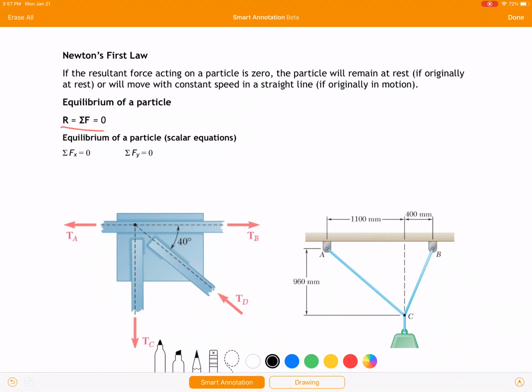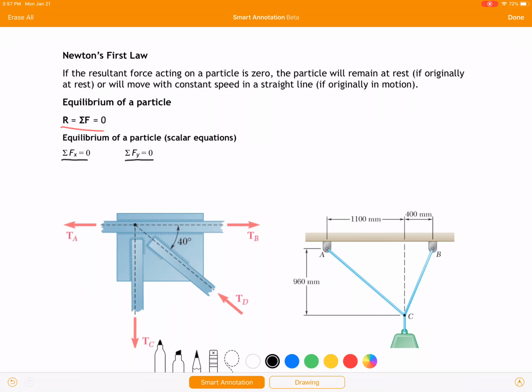And if we're looking at 2 dimensions, we'll see later with 3 dimensions, we have additional equations. But in 2 dimensions and for a particle, we can sum the forces in the x direction and they have to be zero, and we can sum the forces in the y direction and they have to be zero. And so we'll look at a couple examples here and look at drawing free body diagrams of a particle.